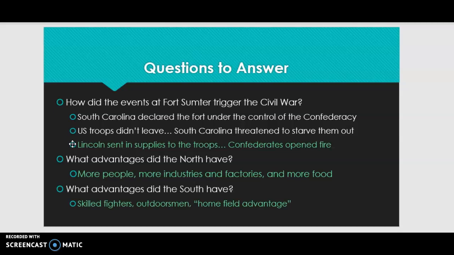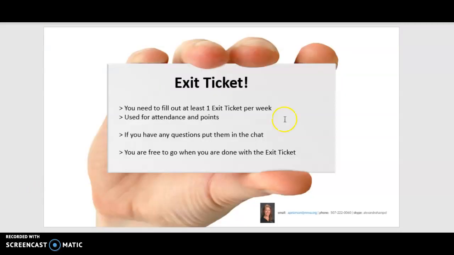All right, and what advantages did both sides have? The North had more people, more industries, right? They had more factories, more money, more food, but the South had skilled fighters, they had outdoorsmen, and they had home field advantage. We'll see how this all plays out in the next 5 days of our Civil War mini unit. Let me know if you have any questions.